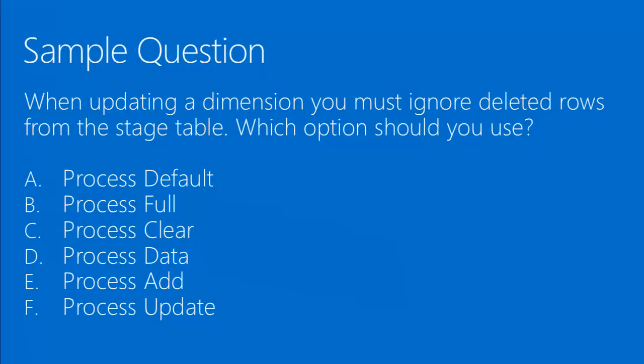Here's the first one. When upgrading a dimension, you must ignore deleted rows from the stage table, right? The table on the relational model. You're processing the cube. You want to get information into the dimension table, into dimensions in your cube, but you want to ignore any row that got deleted in the relational model. You want to keep them in the cube, but you want to have the new ones coming. Which option should you use?